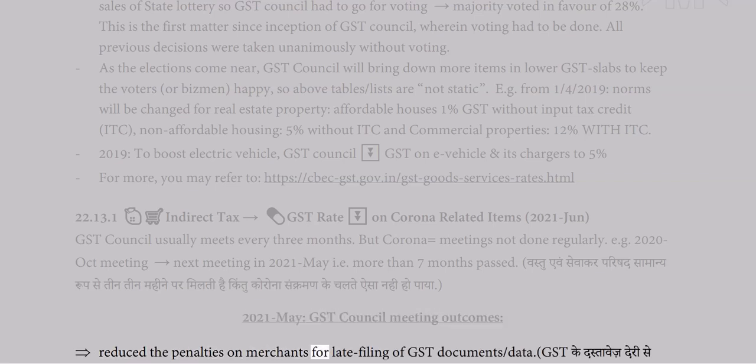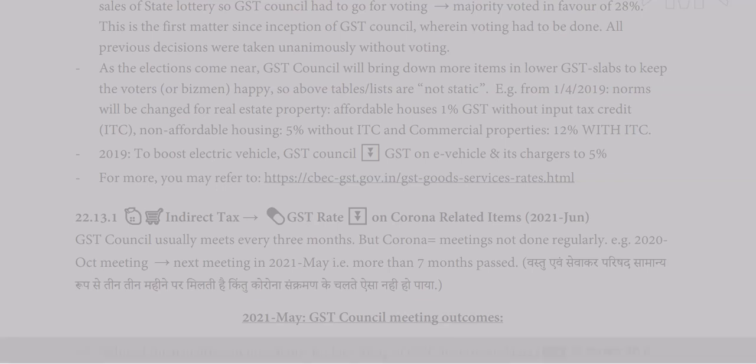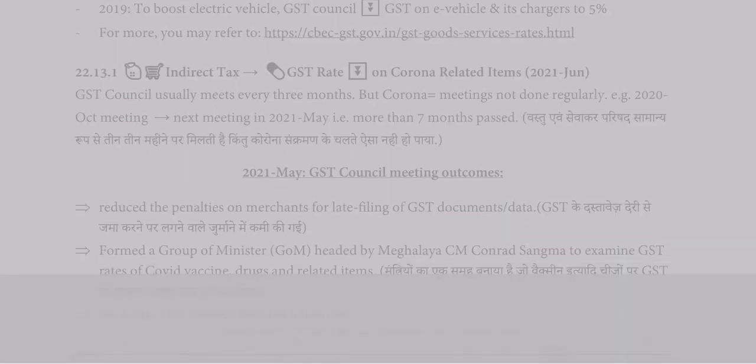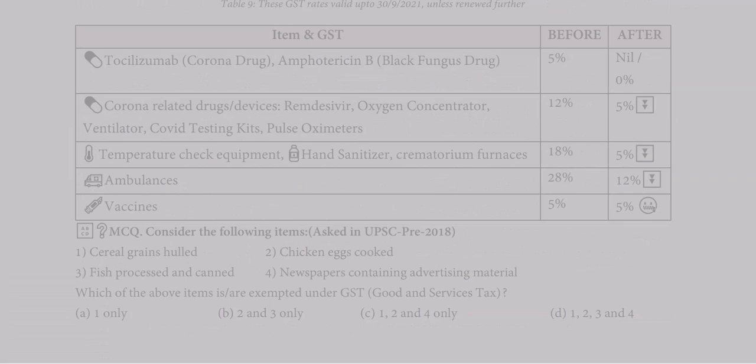Reduce the penalties on merchants for late filing of GST documents. GST formed a Group of Ministers, GoM, headed by Meghalaya CM Conrad Sangma, to examine the GST rates of COVID vaccines, drugs and related items. In 2021 June, the GST Council decided the following. Table 9: these GST rates are valid up to the 30th of September, 2021, unless renewed further.